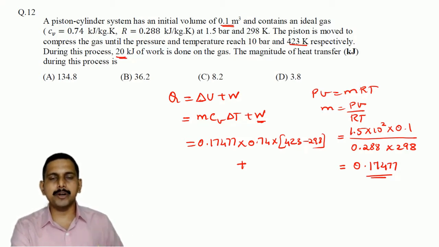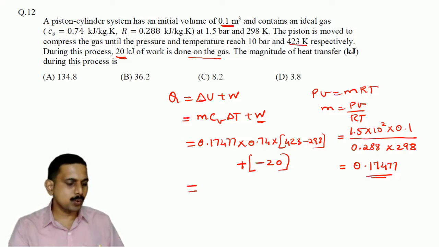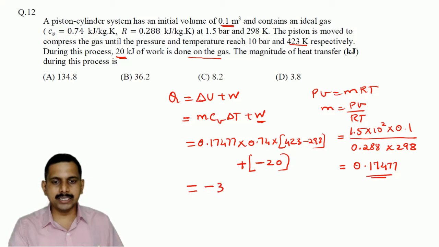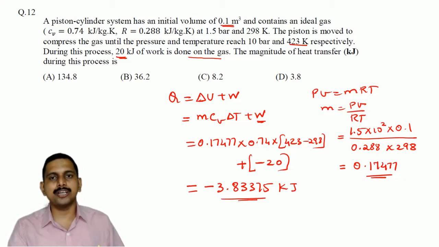One of the important things we have to understand is whether work is done on the system or by the system. Here work is done on the gas, so it is done on the system, and whenever it is done on the system, it is always negative. So 20 kilojoules of work is done. Everything is in kilojoules, so the units are consistent. This would give me the answer as minus 3.83375. It depends on how you take the answers.